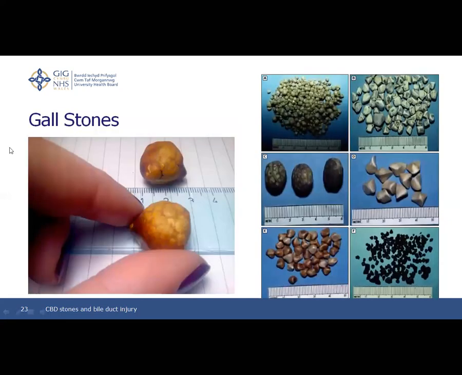So coming on to the gallstones proper, these are the different types of stones which we can see in the common bile duct or in the gallbladder. The most common types are the cholesterol stones, the faceted stones, the mixed stones, and the pigment stones. When it comes to pigment stones, there are two types: one is the black pigment stone, and the second one is the brown pigment stone.